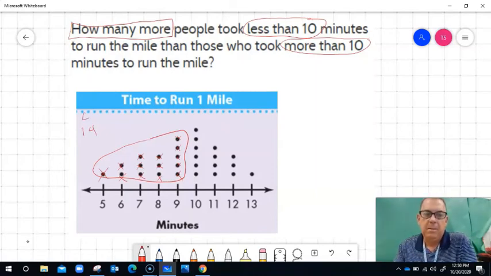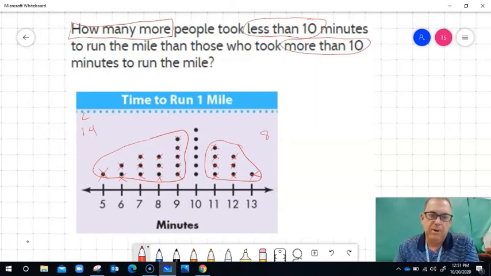Okay. Now, how many people did it take more than 10 minutes to run a mile? Okay, let's go ahead and check. So it looks like these people took more than 10 minutes to run a mile. Let's go ahead and count them and check. So that's 1, 2, 3, 4, 5, 6, 7, 8. 8 people. Double check again. So 8. 1, 2, 3, 4, 5, 6, 7, 8. So there's 8 people. It took more than 10 minutes to run a mile.